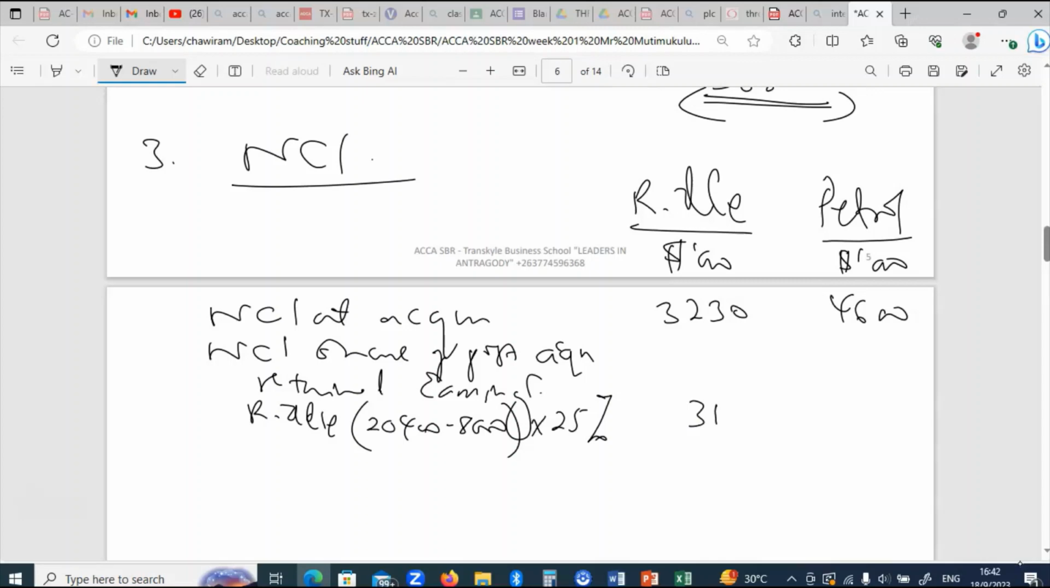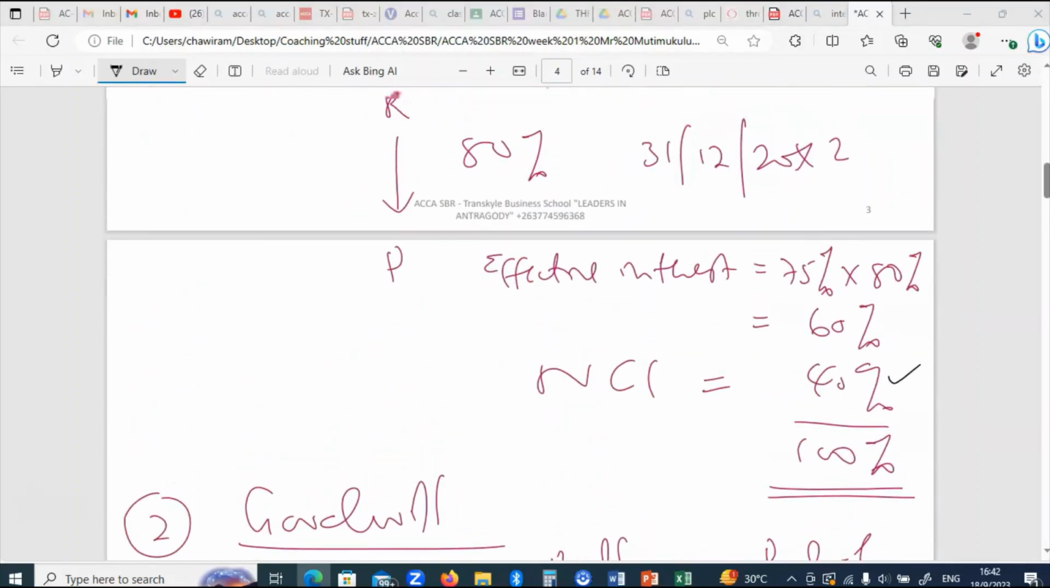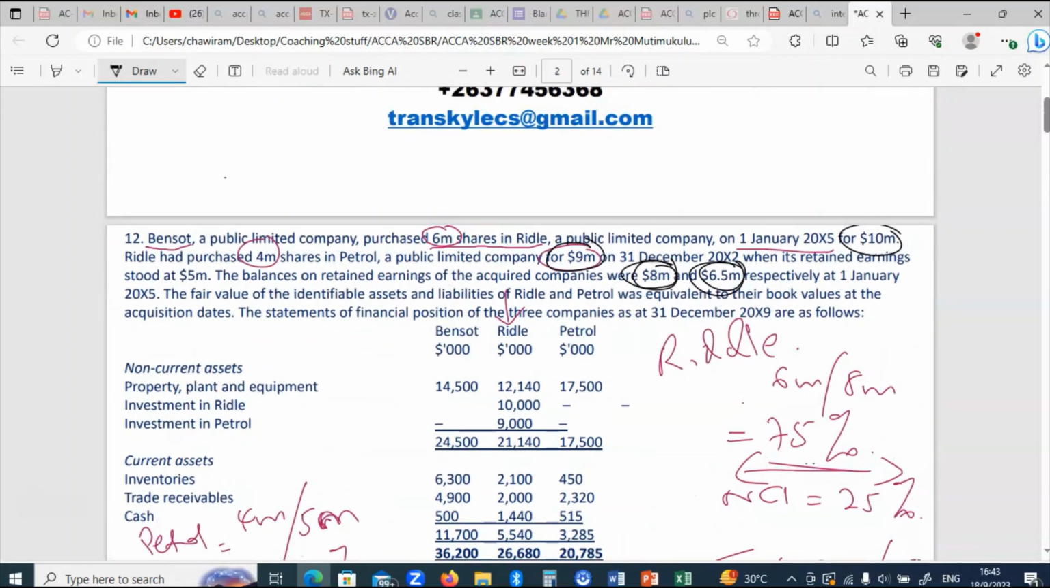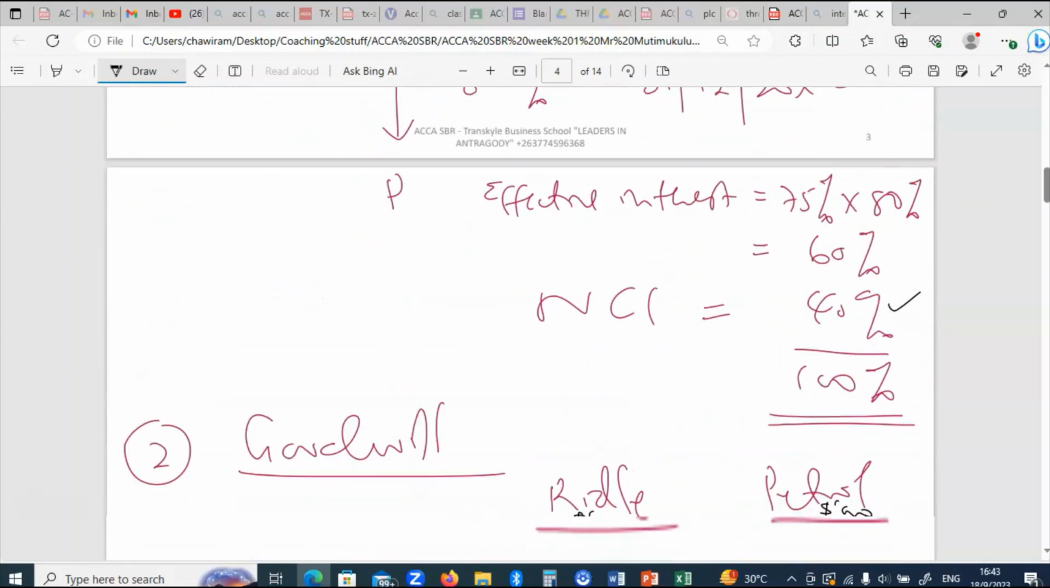We get 3.1. We do the same for Petrol. Petrol currently, according to the statement of financial position, now has got 16.3, but it had 6.5. So 16.3 minus 6.5.